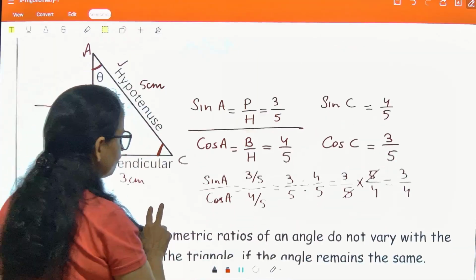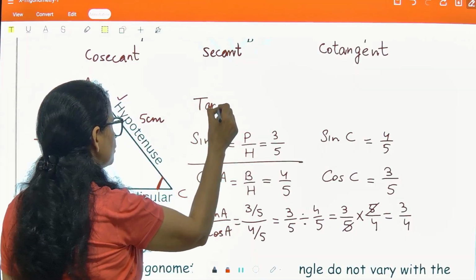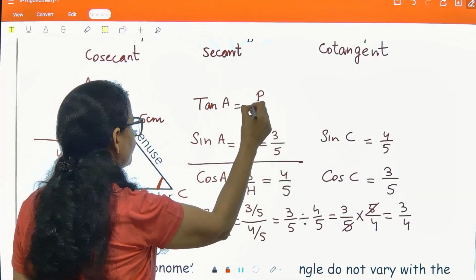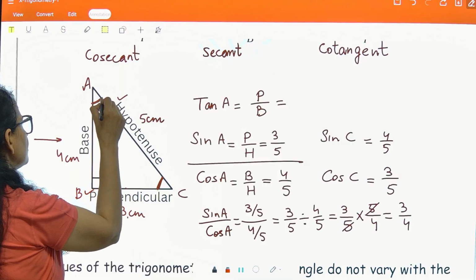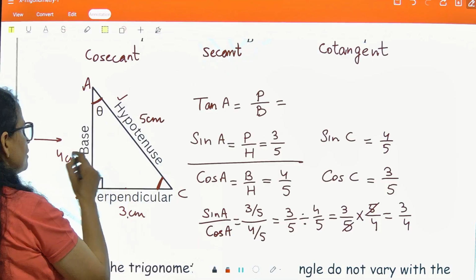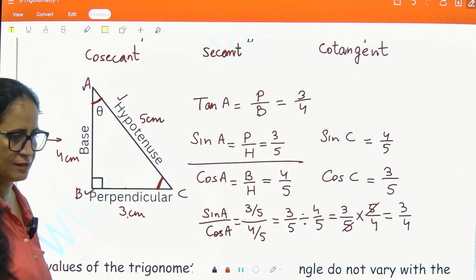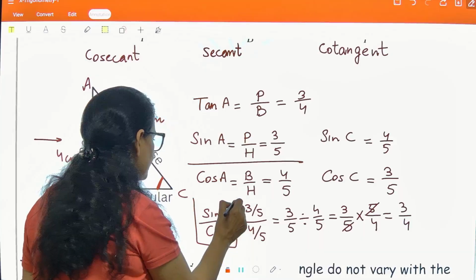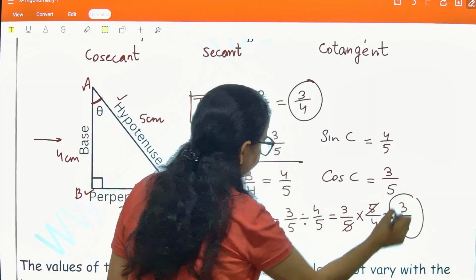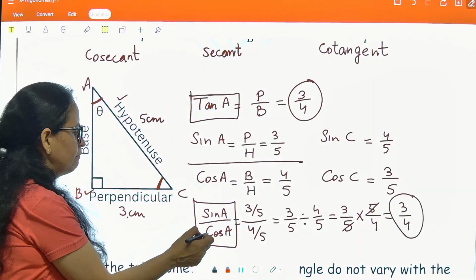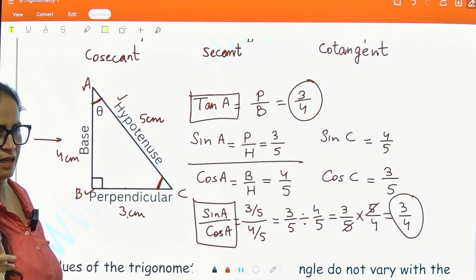And if I want to find the value of tan A, what is tan A? Tan A is P upon B. Where is P? Where is A? A is here. So the perpendicular is 3 and the base is 4. So tan A is 3 by 4. What do we understand by this? Sine A by cos A is giving you the same value as tan A, which is 3 by 4. So that means sine A by cos A is equal to tan A.